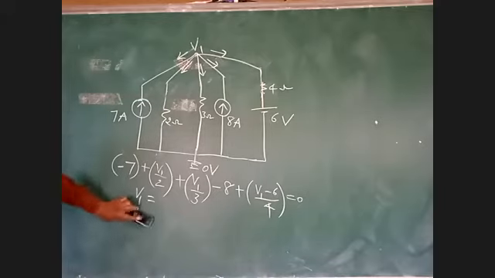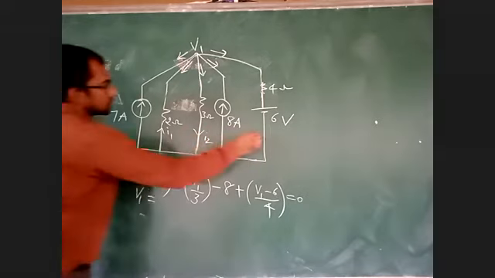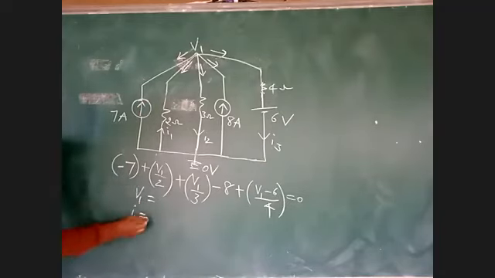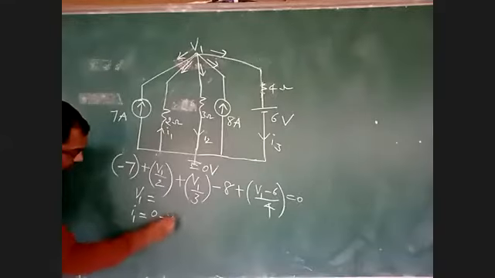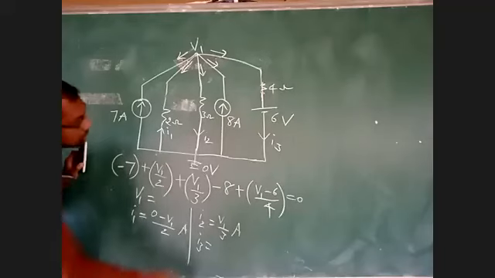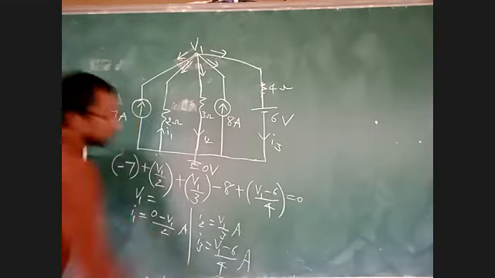Here I have not given I1. Let us take the I1 here, I2. Now, what is I1? Tell me what is I1? -V1 by 2. Okay, minus V1 by 2. I2 is equal to V1 by 3. Then I3 is V1 minus 6 by 4. That's all about the problem.